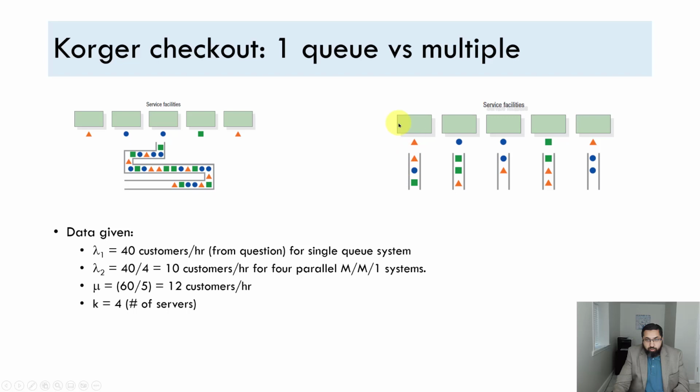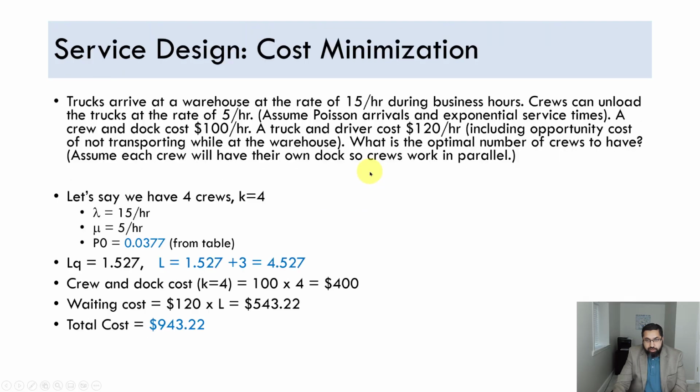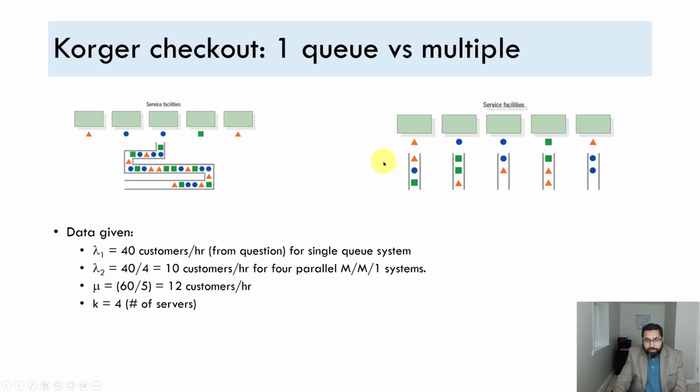So to analyze the MM1 system, our arrival rate lambda is going to be 10 customers per hour for each of these MM1 systems. So you use lambda of 10 customers per hour, mu of 12 customers per hour. K will just be 1 because you're analyzing this one system, and you can analyze this MM1 system.